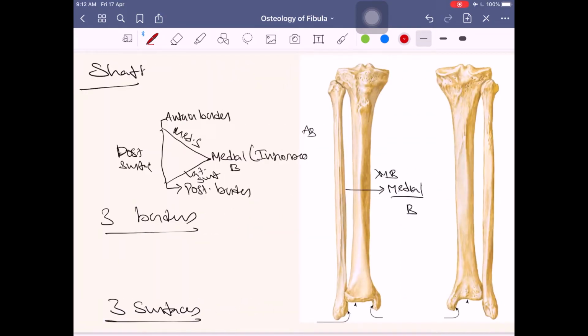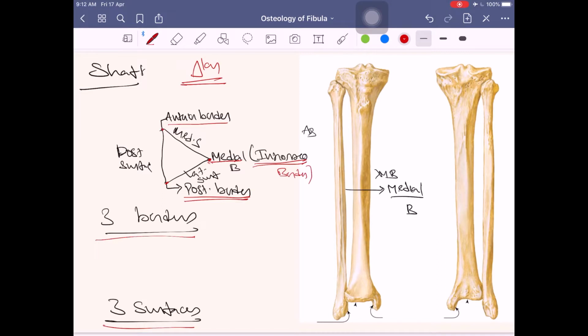Now there is a shaft. The shaft is intervening between both the ends. The shaft is triangular in cut section, and when you cut it, you will have 3 borders and 3 surfaces. The borders are, there is an anterior border. You can see here there is an anterior border. And right opposite you have the posterior border, and on the medial side of it you have the medial border. It is the sharpest border. It is also called the interosseous border.